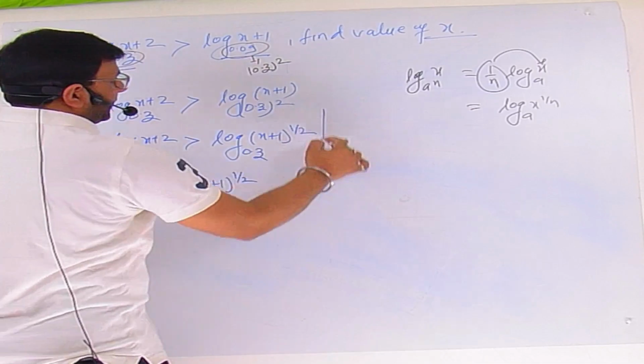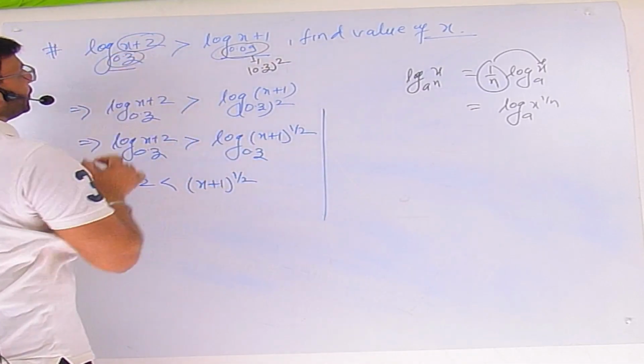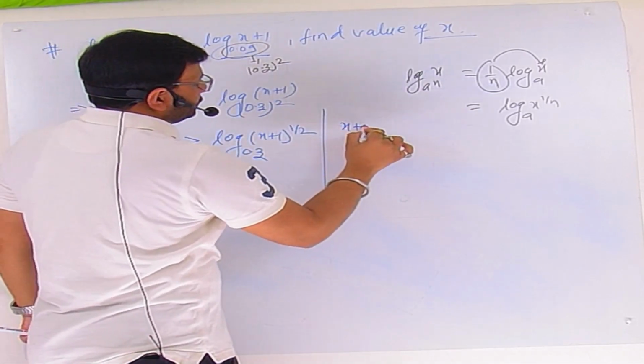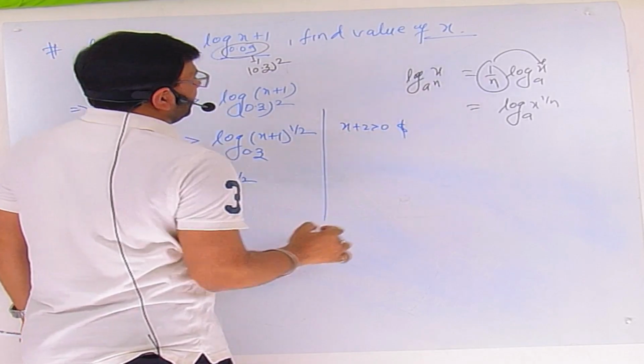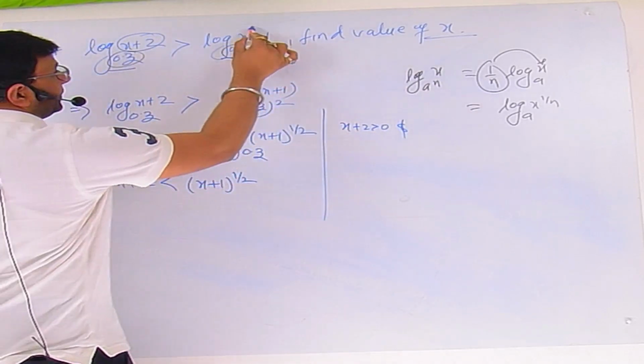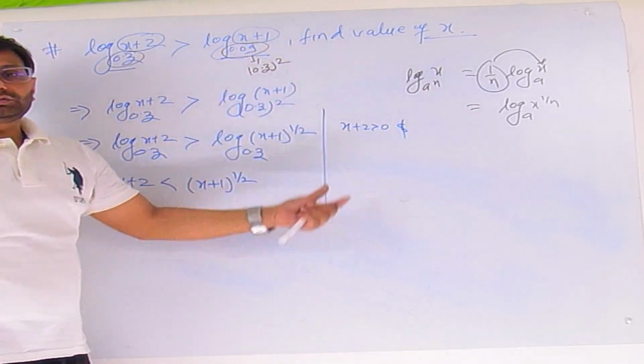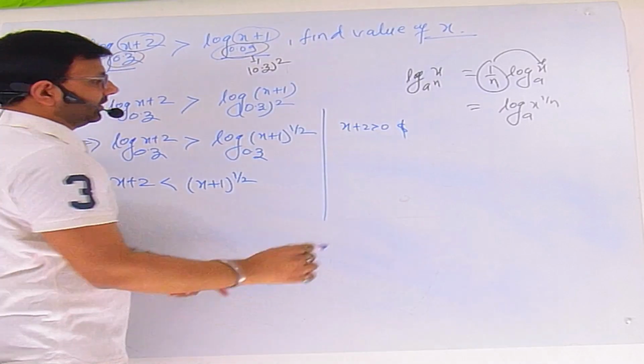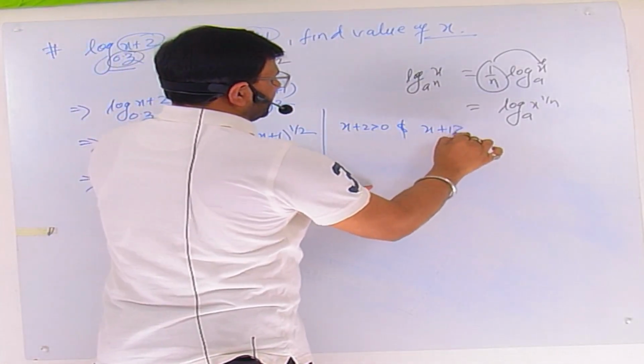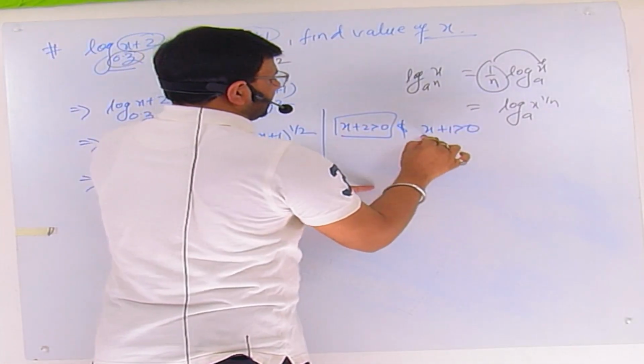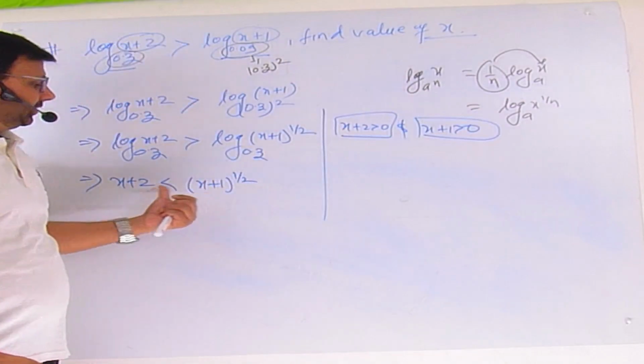So log will be defined when x plus 2 is positive. So x plus 2 must be greater than 0, and x plus 1 must also be greater than 0. So both x plus 2 and x plus 1 are positive.